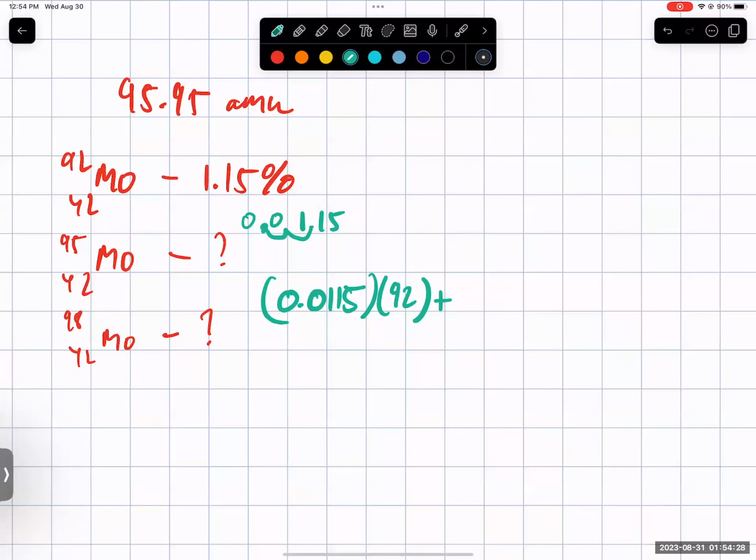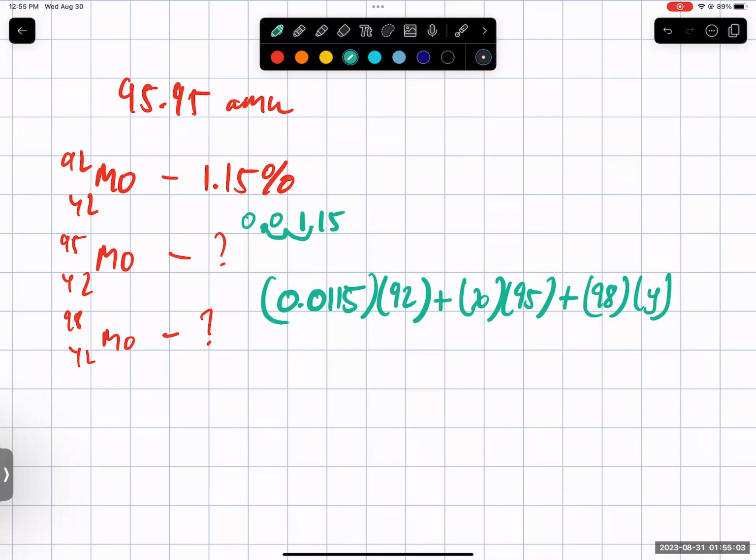So I'm going to do the same thing for the other two. So we don't know what the percent abundance is, right, of the 95 isotope. So let's call that X, because we don't know what it is. So X, and then we're going to multiply this one by 95. And then once we do that, we're going to add this again. So 98, and then we don't know this percent abundance either, but we can call it Y. All right, y'all with me so far? Y'all on the same page?